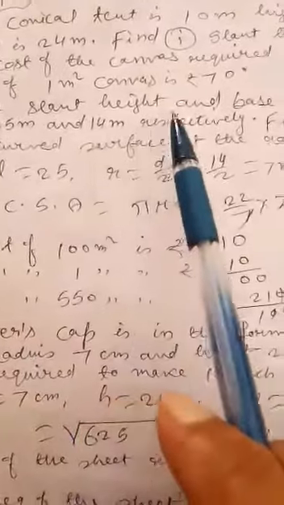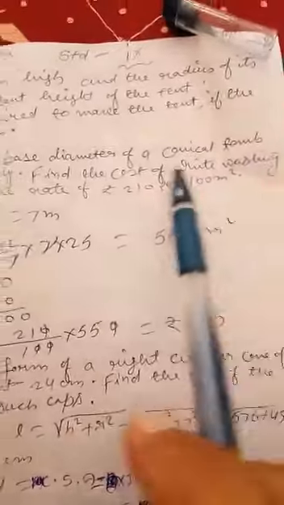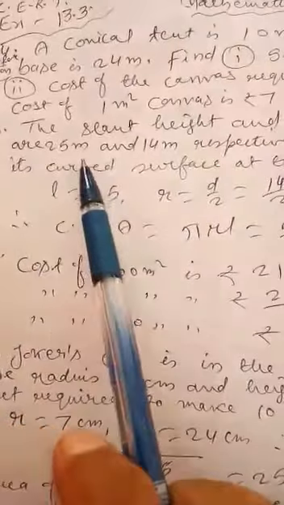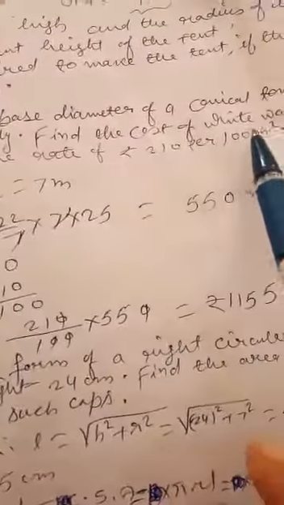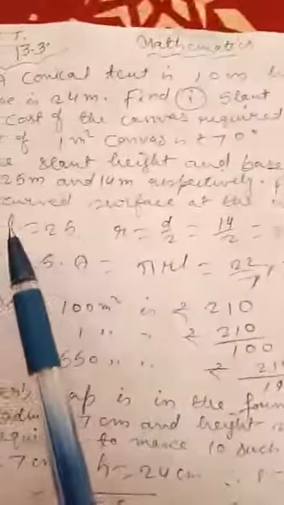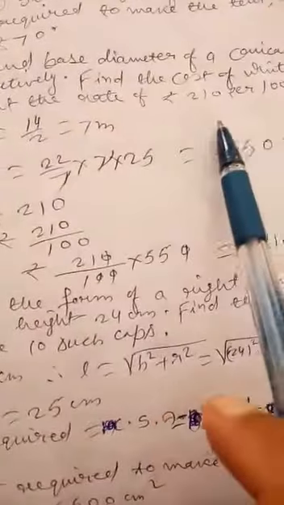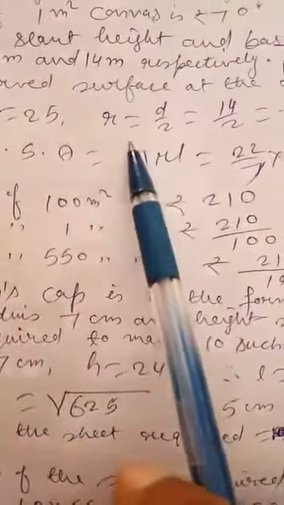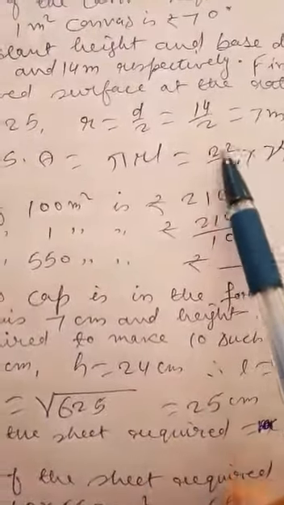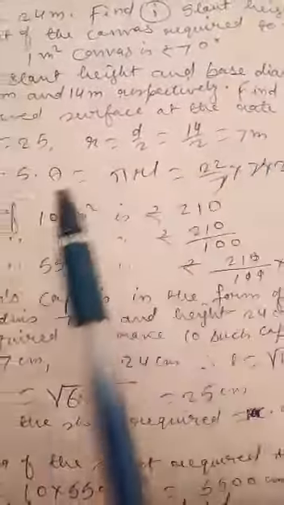The slant height and base diameter of a conical tent are 25 meter and 14 meter respectively. Find the cost of whitewashing its curved surface area at the rate of rupees 200 per 100 meter square. Slant height L is equal to given 25, radius is half of diameter, that is 14 upon 2, that is 7 meter. Now dear students, we have to find out the whitewashing of its curved surface area.